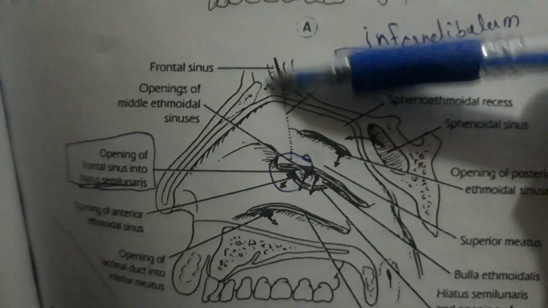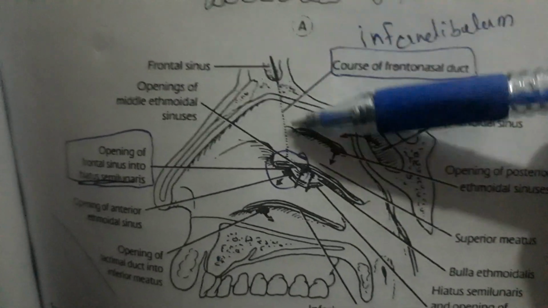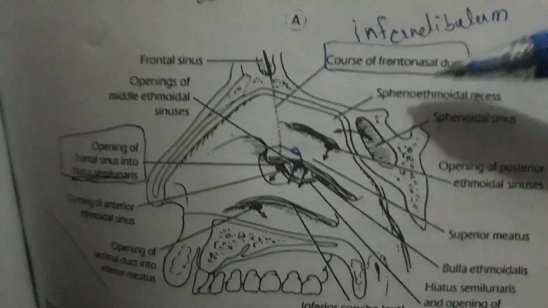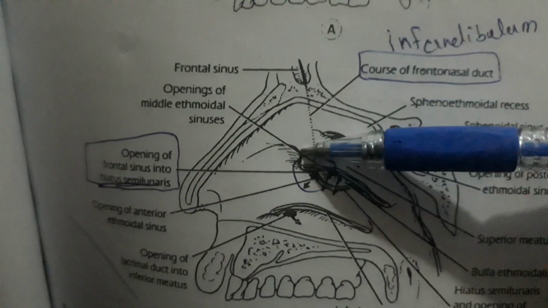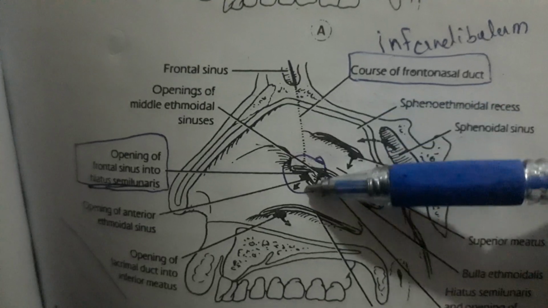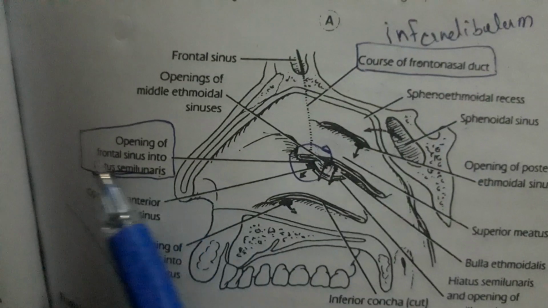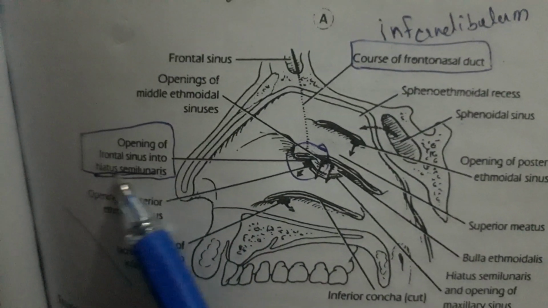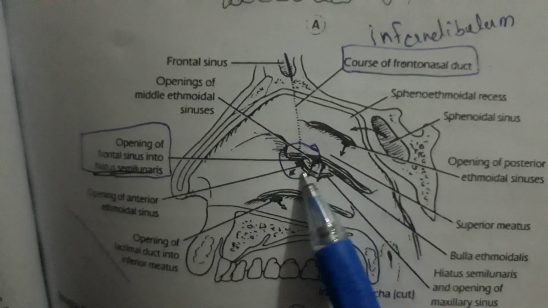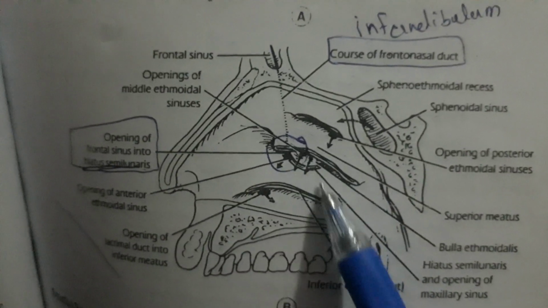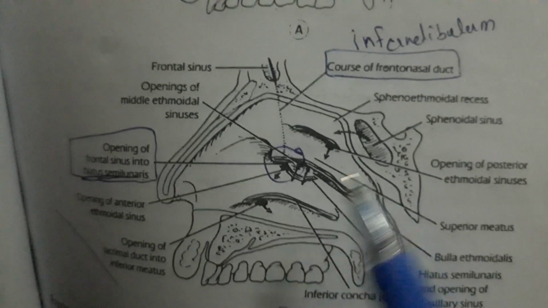Frontal sinuses communicate with the nose through the infundibulum or frontonasal duct, through the frontonasal duct into the middle meatus of the nose, opening into the hiatus semilunaris. Hiatus semilunaris में opening होती है, into the middle meatus.